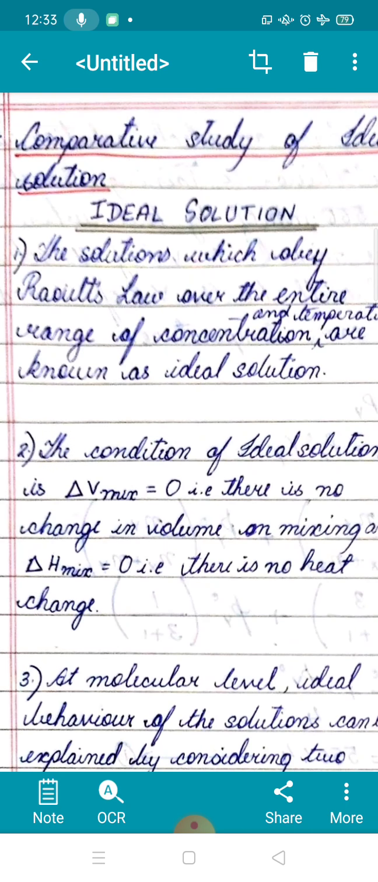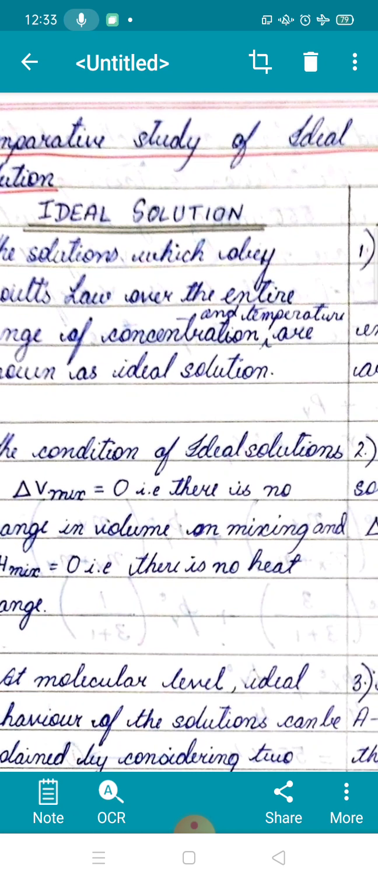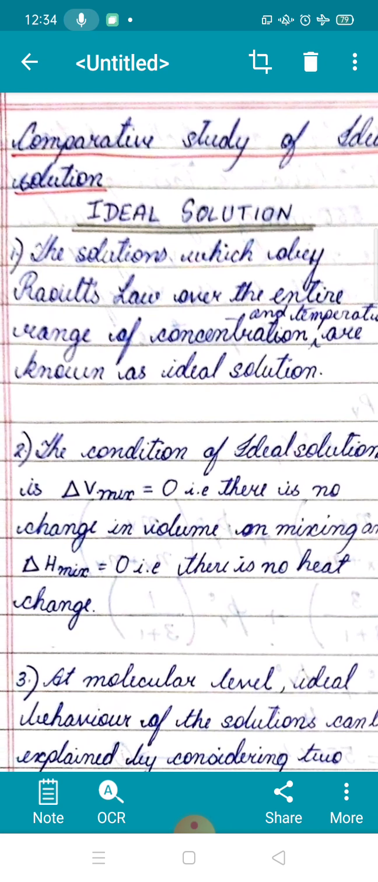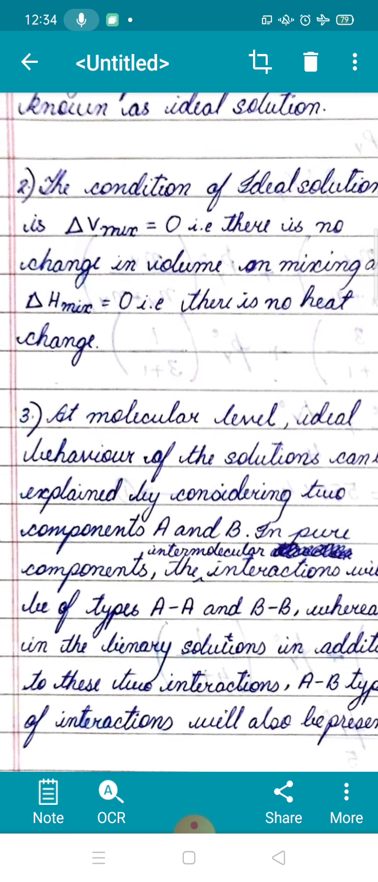Here you can see point number 1 says the solutions which obey Raoult's law over the entire range of concentration and temperature. Many students have a tendency to write over the entire range of temperature and pressure. Please make sure, pressure cannot be the same, we are talking about vapor pressure, so don't put the pressure term here. It is the entire range of concentration and temperature. These are known as ideal solutions. This is a common mistake made by students.